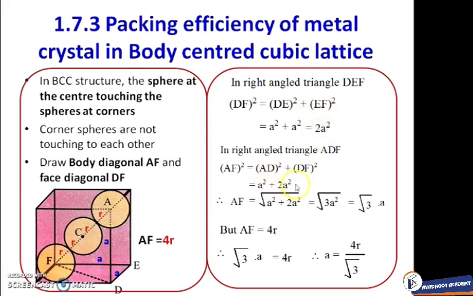So a square plus 2a square, then AF is equal to under root a square plus 2a square, that is equal to under root 3a square, that is equal to root 3 a. So AF is equal to root 3 a. But we know that AF is equal to 4r, and therefore root 3 a is equal to 4r. Therefore a is equal to 4r upon root 3.